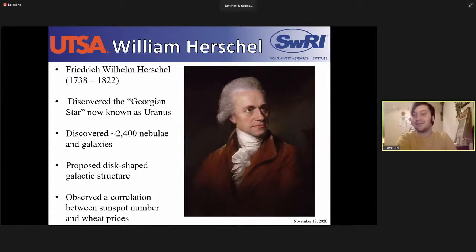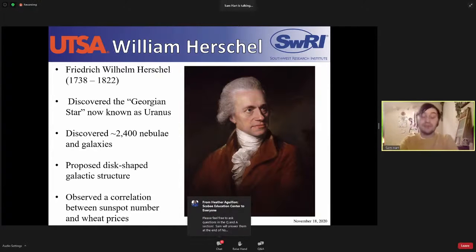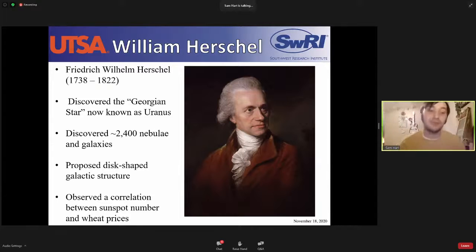But later on, they figured out that was not the case. And he was one of the first to propose that our galaxy was actually a disk shape. We know now that it is a spiral galaxy, but he was one of the first to say that it was actually flat and not round, as some had thought. And for the purpose of this talk, one of the more interesting things that he did was he observed a correlation between sunspot number and wheat prices in England between the 13th and 17th century.